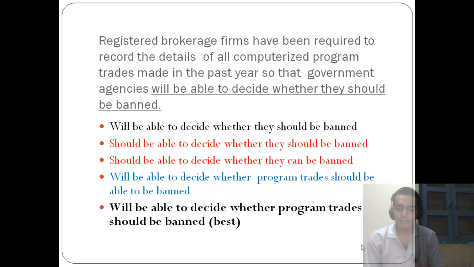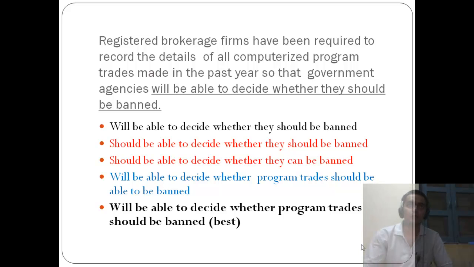So "should be able to" is not the idiomatic way; it's unnecessarily extending the words, and it is not the way in which we use them. It could be just "should be banned," because there is nothing else needed. "Able to" means there is an attachment of whether they can do it or not. They have the power to do it, so there is no question of "able" here. So "we'll be able to decide whether trades should be banned" is the right answer.